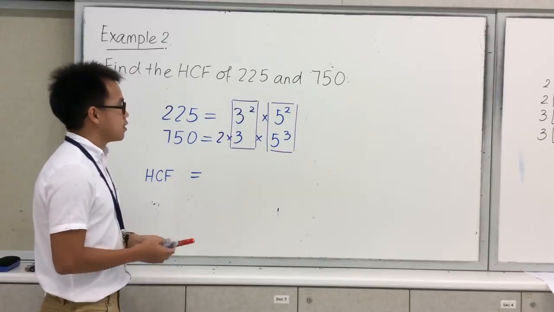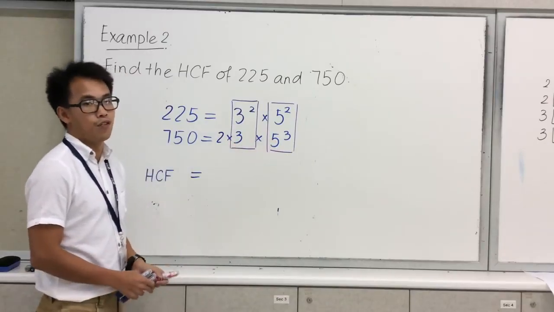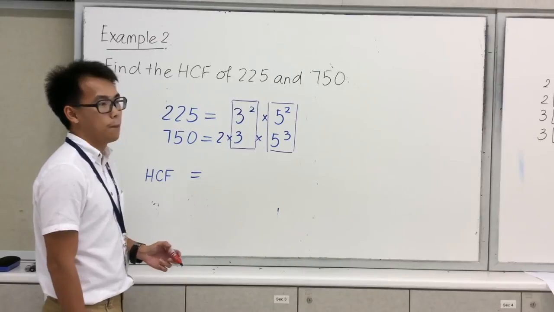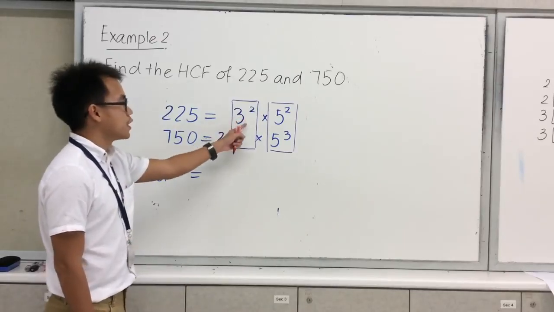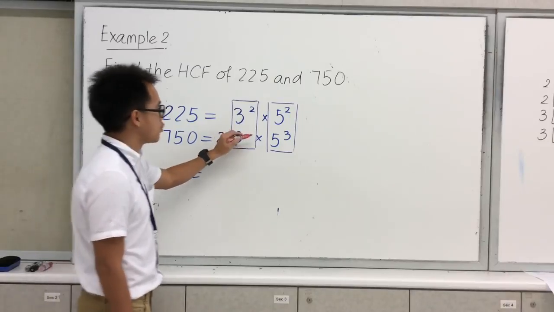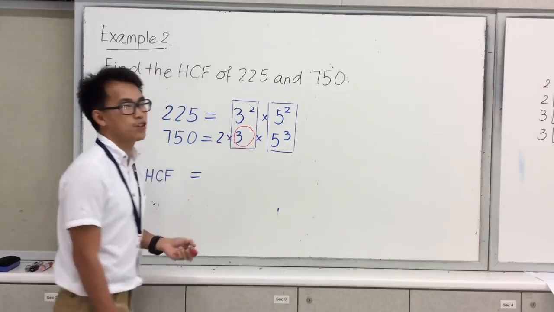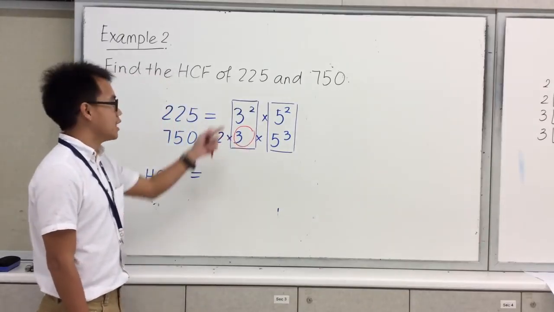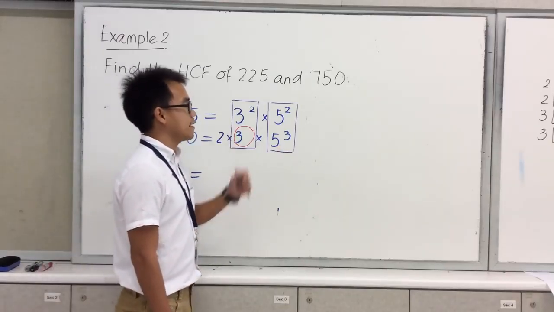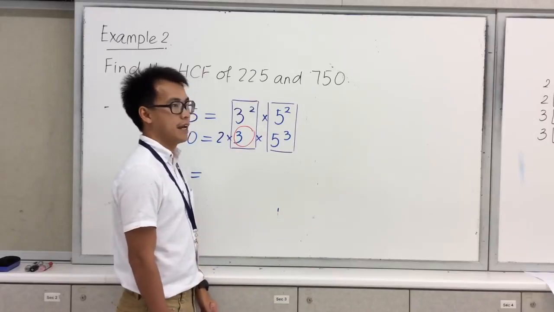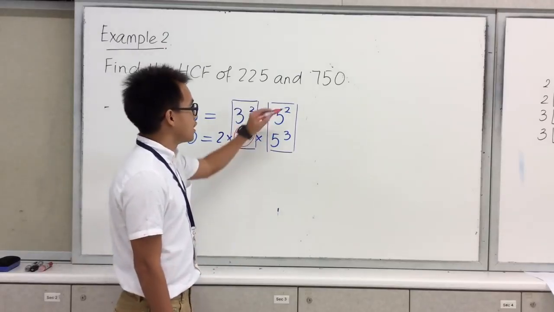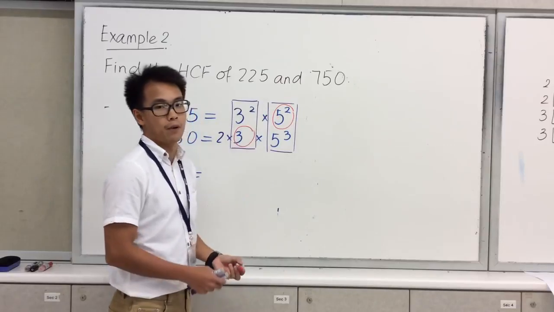what you do is, for each prime that appears in both prime factorizations, you always pick the one that has the smaller power. So, between 3 to the power of 2 and 3, which one is the smaller power? It is 3, which is 3 to the power of 1. It is a smaller power if we compare the primes 3. We then look at the prime number 5 and how it looks like in both prime factorizations. For the prime 5, it is 5 to the power of 2 that is the smaller power.